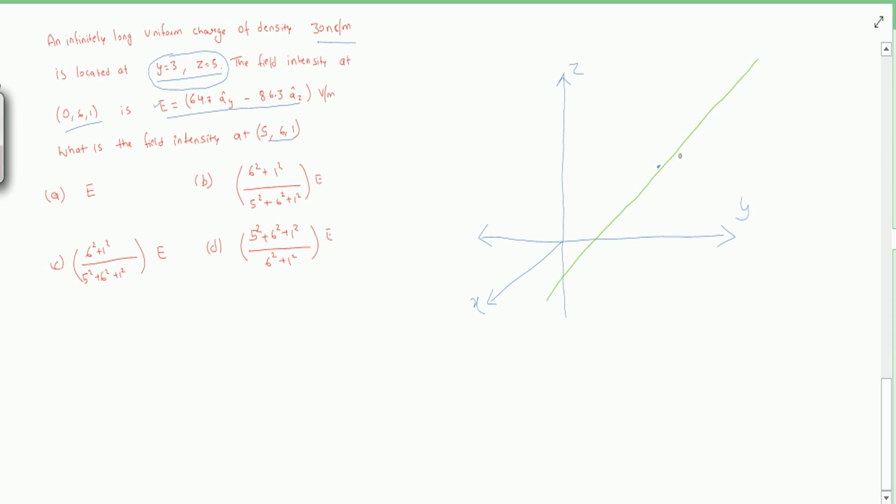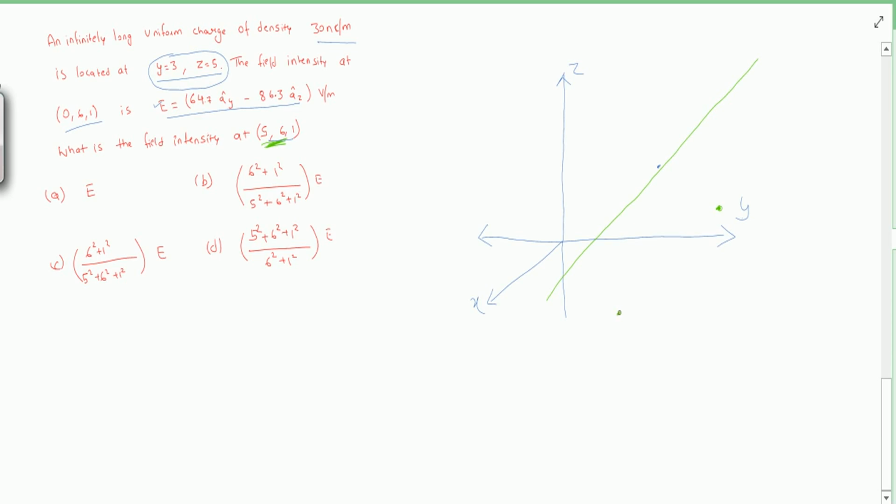So the field at location (0, 6, 1) is given. Where will (0, 6, 1) be? The y value is 6, so somewhat here. Now we have to find the electric field at the point (5, 6, 1). Where will that be? It is in the positive x direction. So the value of x increases like 0, 1, 2, 3, 4, 5.